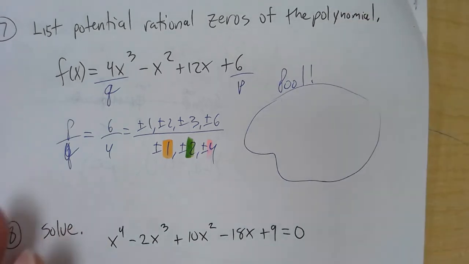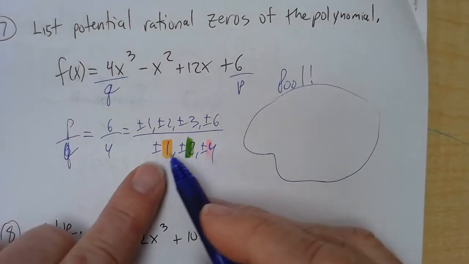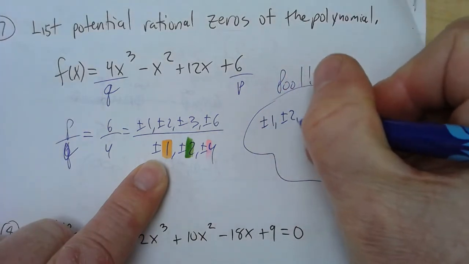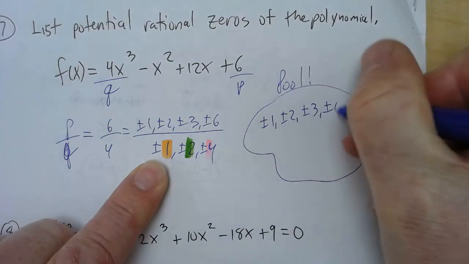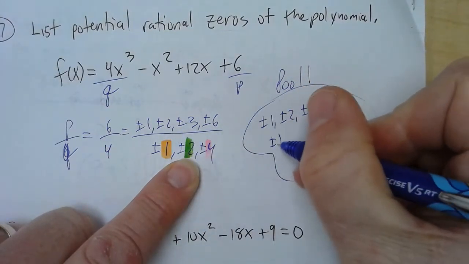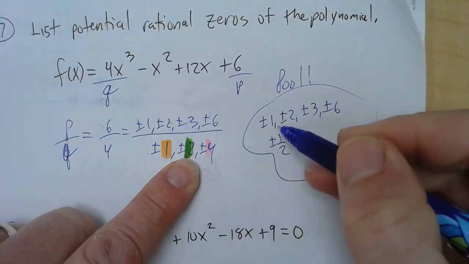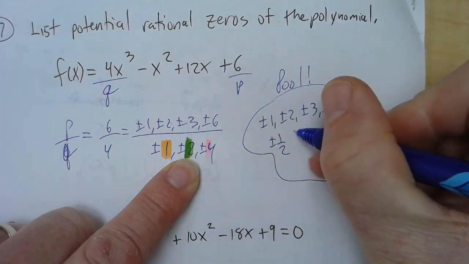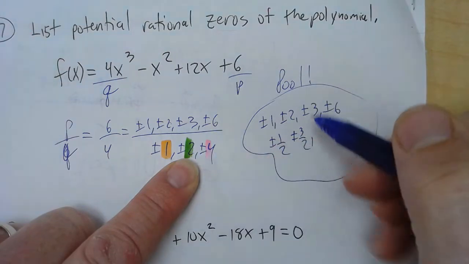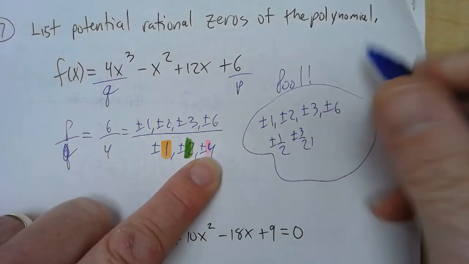So dividing by 1 doesn't do anything. So it's plus or minus 1, plus or minus 2, plus or minus 3, plus or minus 6. Now we're going to divide by 2. 1 divided by 2 is half. That's a new one. 2 divided by 2 is 1. Got that one. 3 divided by 2 is a new solution. And 6 divided by 2 is 3. Already got that one.